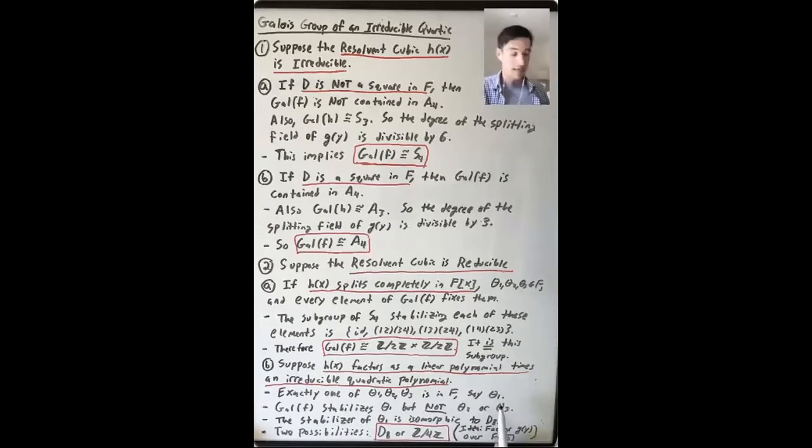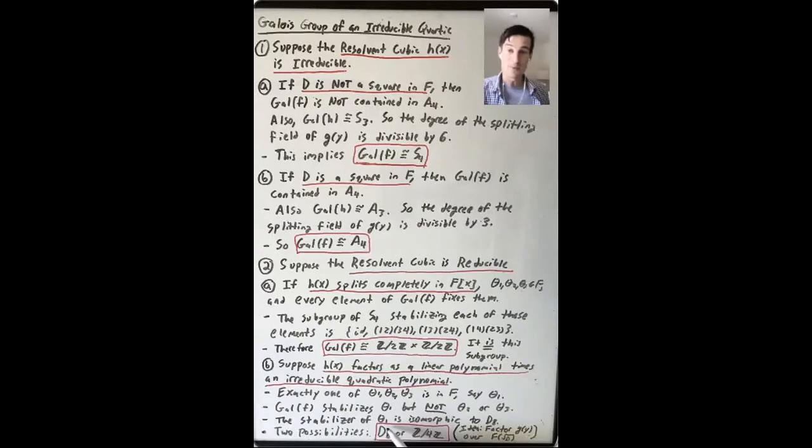Okay, so what does that mean? The Galois group of F stabilizes theta 1 because it has to fix everything in F, and theta 1 is in F. But it does not stabilize theta 2 or theta 3. So looking at our possibilities for our transitive subgroups of S4, we can see that we're down to 2 possible Galois groups.